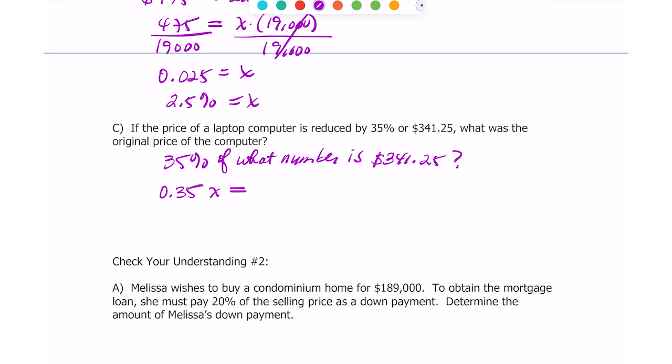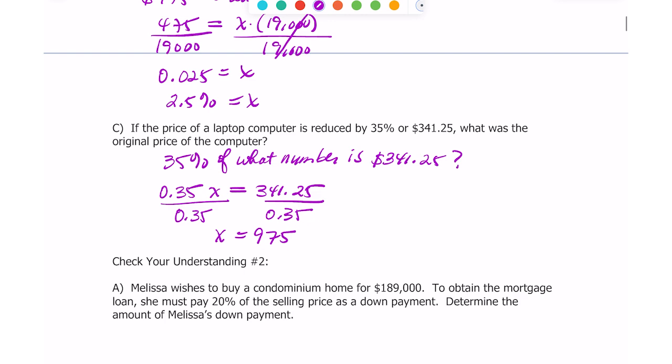Is equals, and it's equal to 341.25. And to solve for x, I'm just going to do the inverse operation of multiply. I'm going to divide. And when you divide 341.25 divided by 0.35, you end up with 975. So that must have been the original price of the laptop, because 35% of that would be $341.25.